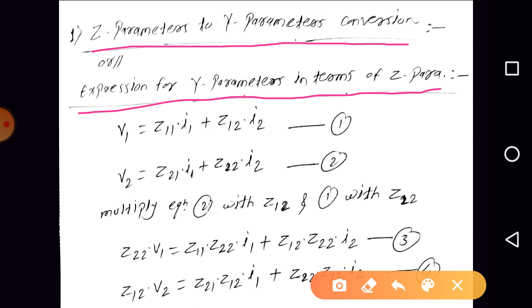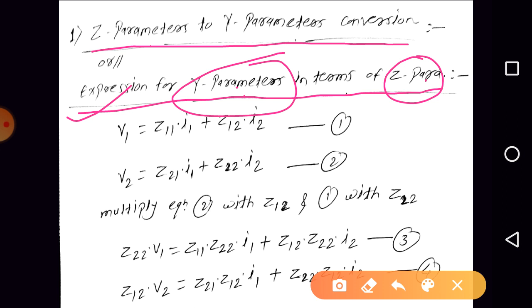The meaning is we know the Z parameters and our task is to find the Y parameters. So this is the Z to Y parameter conversion, because we know the Z parameters and we are interested in deriving the expression for Y parameter in terms of Z parameter. At the end we will get the expression for Y11, Y12, Y21 and Y22 in terms of Z parameters. Are you getting the point? So Z parameter to Y parameter conversion is nothing but writing the expression for Y parameter in terms of Z parameters.